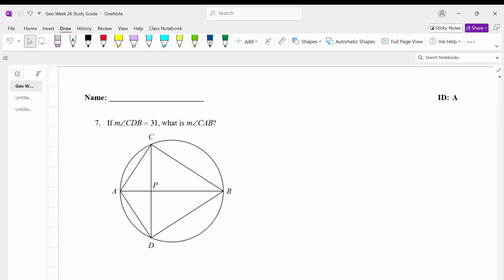All right, problem number 7. If the measure of angle CDB is 31, so C down to D over to B. If it's 31 degrees, well, the first thing I'm going to do is I'm going to double it, because its intercepted arc CB would be 62 degrees. All right, so that's from here to here.